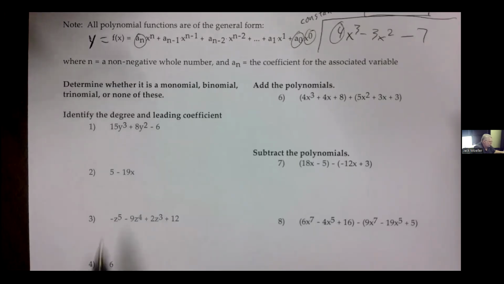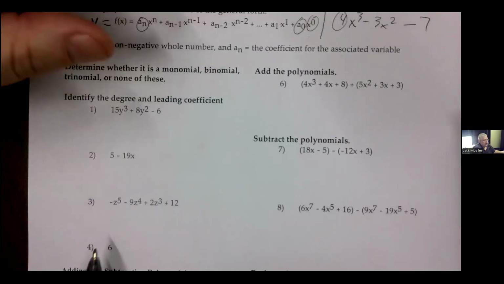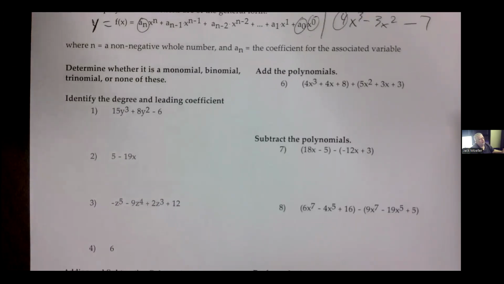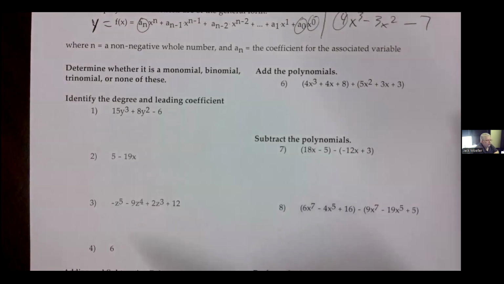These are all polynomials. It's just the shorter ones have specific names. Sort of like rectangles and squares. Like all squares are rectangles. They're just specific cases of a rectangle. Well, all of these are polynomials. It's just the shorter ones have specific names.